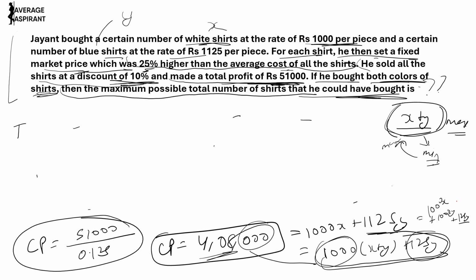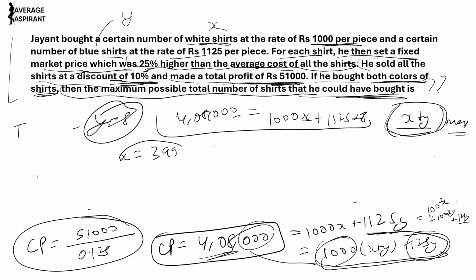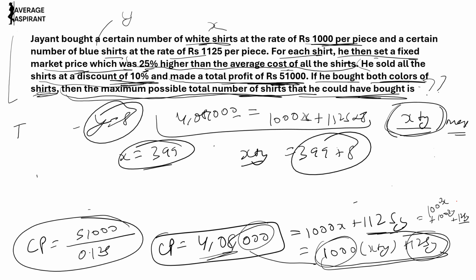Now what you do is you simply put the value of y in this particular equation and you would get the value of x. So the value of y is 8. If you solve this equation, 408000 is equal to 1000x plus 1125 into 8, you would get the value of x as 399. Now what did we need to find? Total number of shirts, which is x plus y. So 399 plus 8. Your answer is 407.